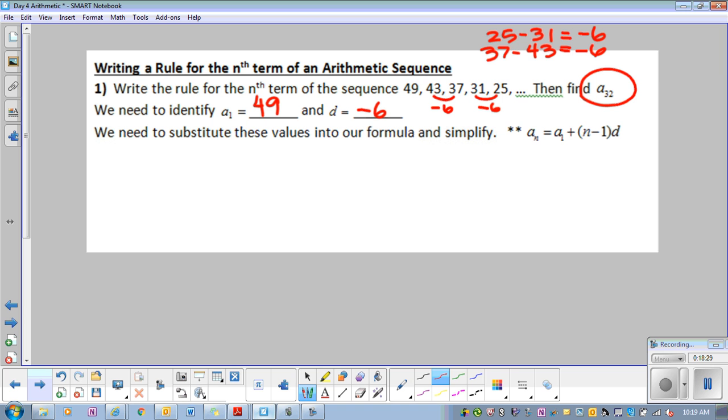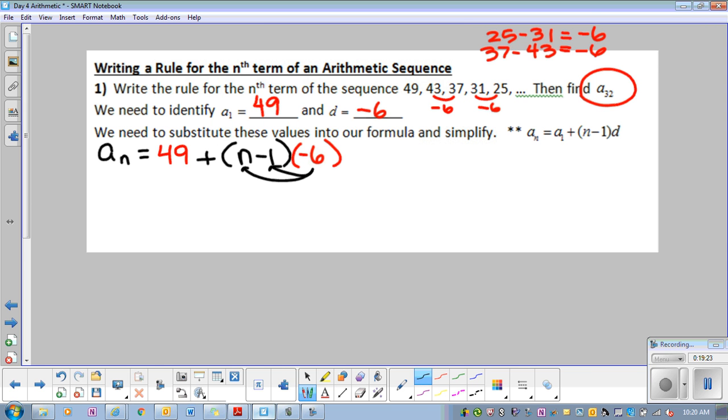Yes? All right. So now, let's find the rule. We're going to plug it into that equation. Since you're finding the rule for the nth term, you got to leave n alone. n has to stay n. So, a sub n equals, what's a sub 1? 49. Plus n minus 1 times, what is d? Negative 6. See what I plugged in? And I put d in the back there because that's what your formula sheet says. But it could also be in front of the n minus 1. Doesn't really matter. Okay?